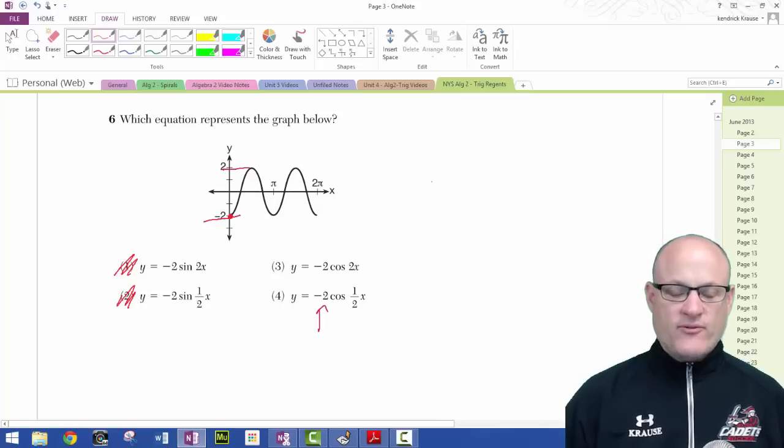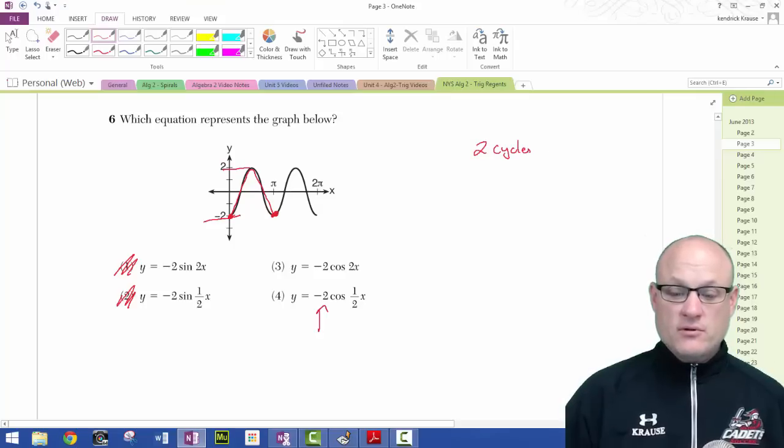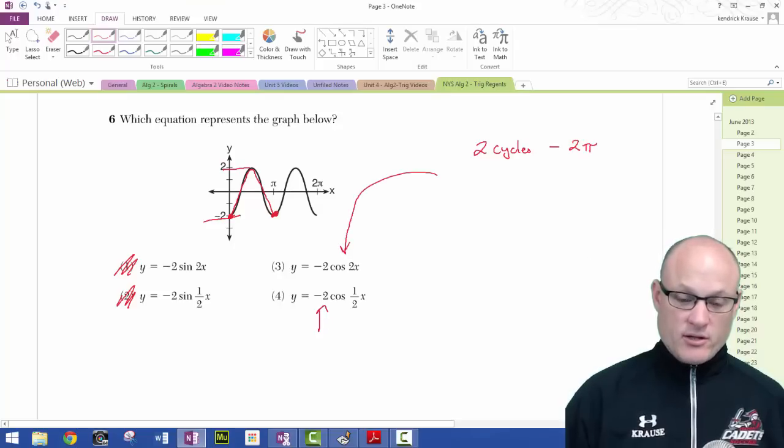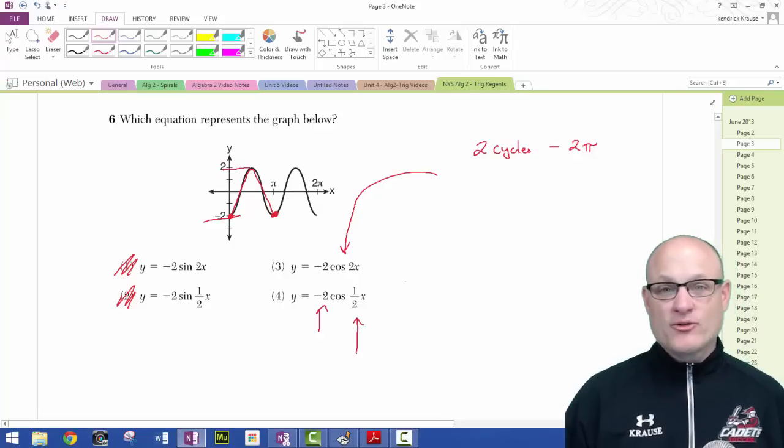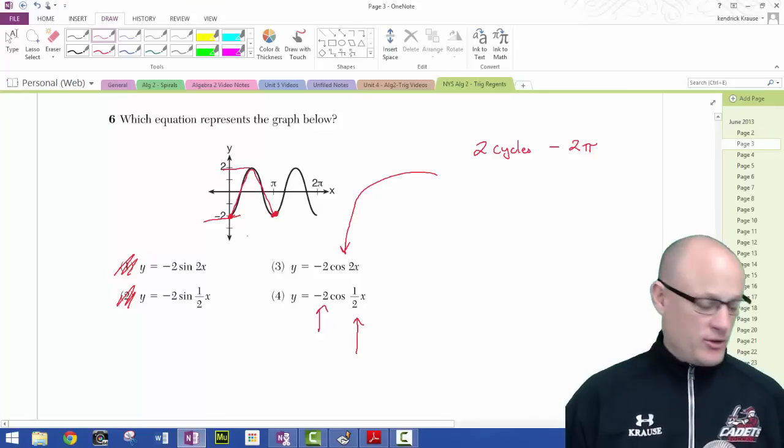So now I've got to go through and figure out the period. How long does it take to finish one complete cycle of this curve? Well, to finish one complete cycle, all the way up and all the way back down and back to my starting point, takes pi. Or another way to say this, it will complete 2 cycles in 2 pi. Well, this number right here, the B number, tells us how many complete cycles it will complete in 2 pi. So choice 3 is the right answer.